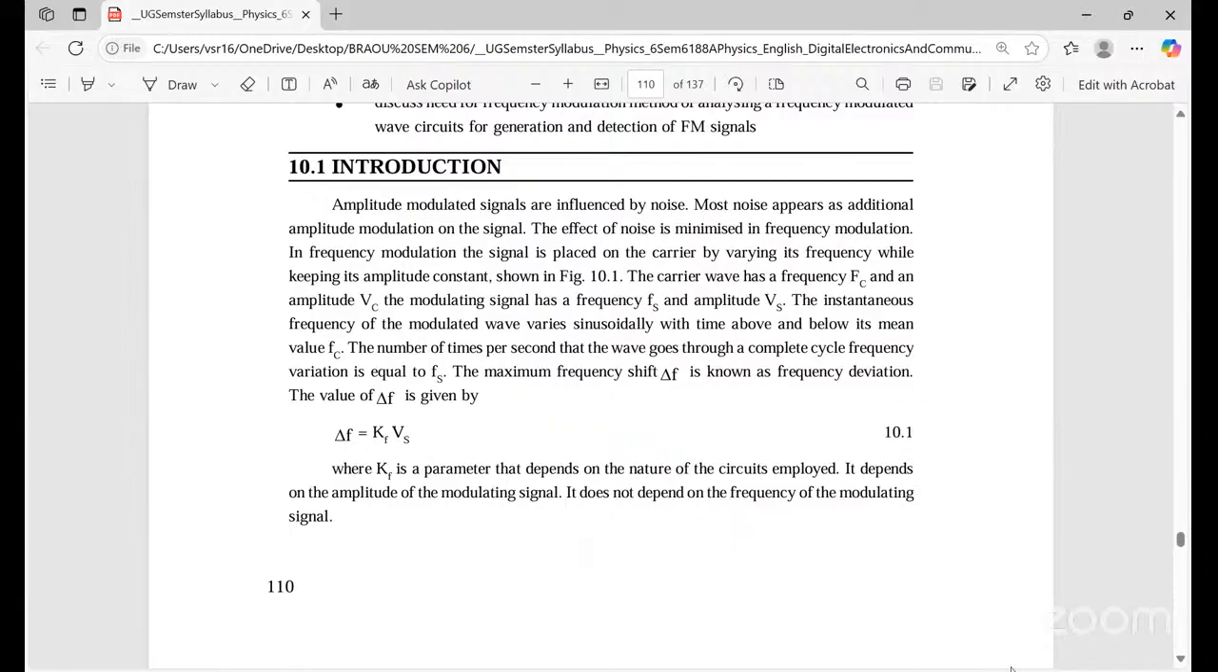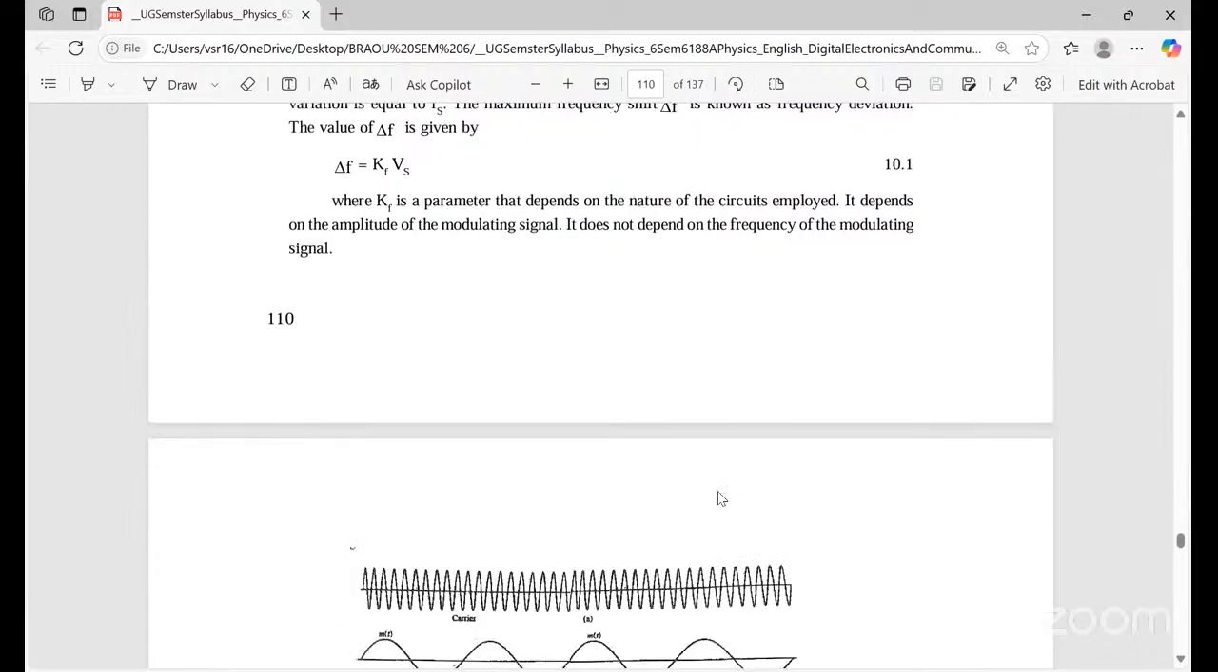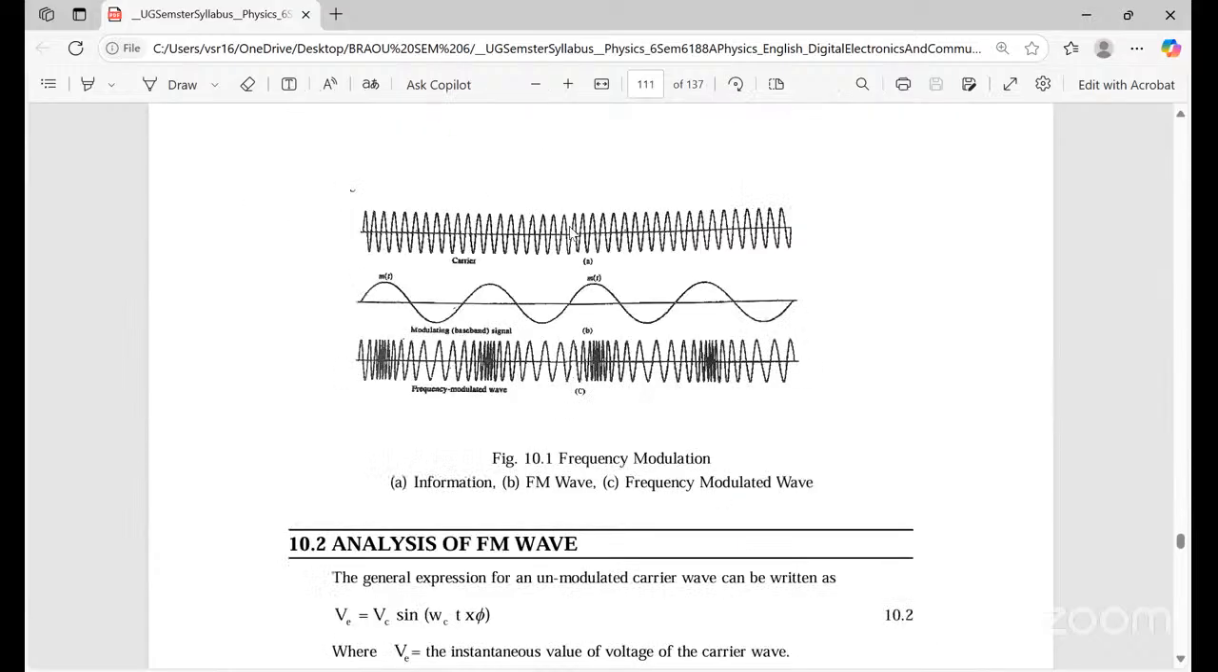Kf is a parameter which depends upon the nature of the circuit employed and on the amplitude of the modulating signal. It does not depend upon the frequency of the modulating signal. See here, this is the carrier wave, this is the modulating signal in the center, and the last one is the frequency modulated wave. Here the frequency is closer: compressed, rarefaction, again compressed, closer to each other.